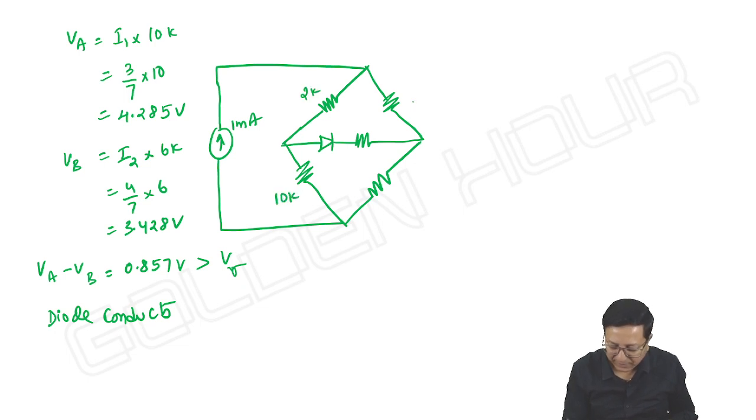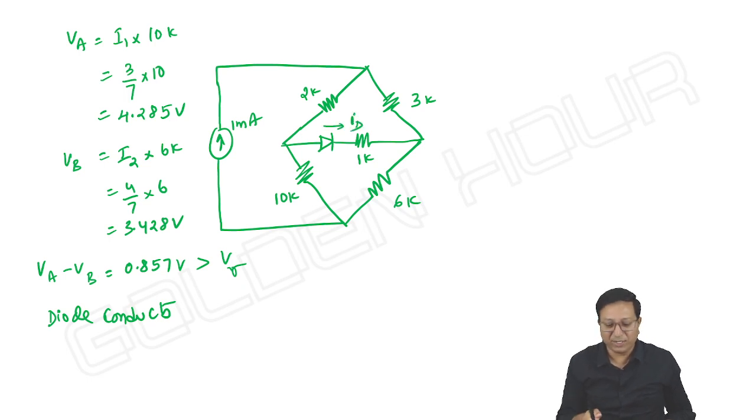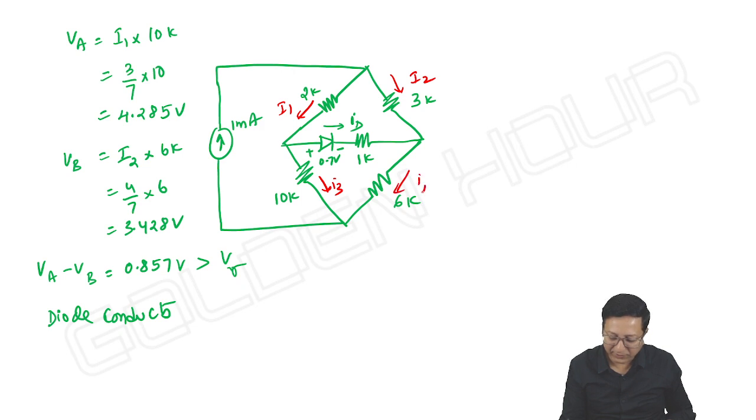2K, 10K, 3K, 6K. I think it is 1 kilo ohm. Okay. Then if they ask us to find the current through the diode, how do we do it? We have understood that the diode is on and the voltage across the diode is 0.7 volts. That's it. Then the remaining steps, I'm just giving the idea, not doing everything. Assume this current is I1 and this current is I2. Okay. And this current is I3 and this current is I4.